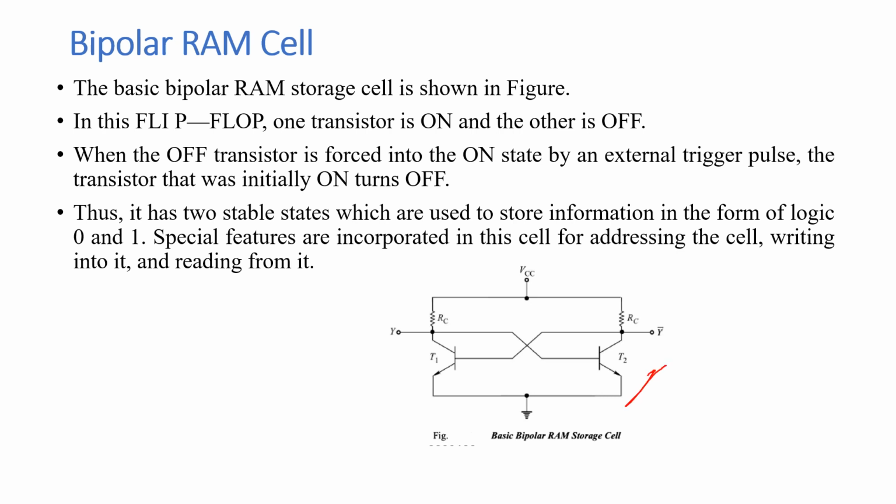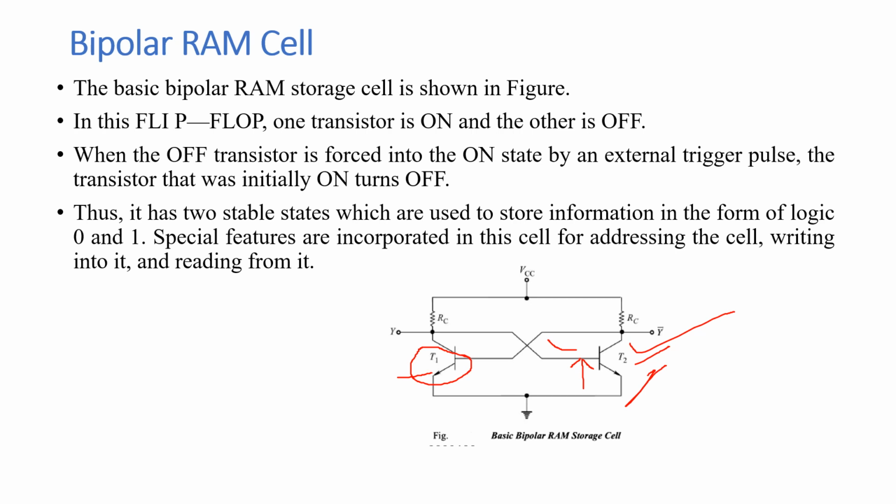In this flip-flop, one transistor is on and the other transistor is off. Suppose the on transistor is forced into the off state by applying an external triggering pulse at the base of the off transistor. If you apply a positive spike at the base of the off transistor, it turns into the on state. Whenever it turns on, the second transistor, which was initially on, automatically becomes off. Thus, it has two stable states which are used to store information in the form of logic 0 and 1.